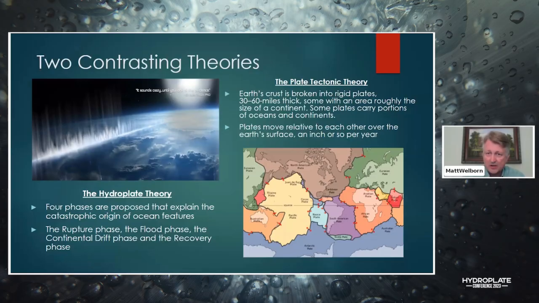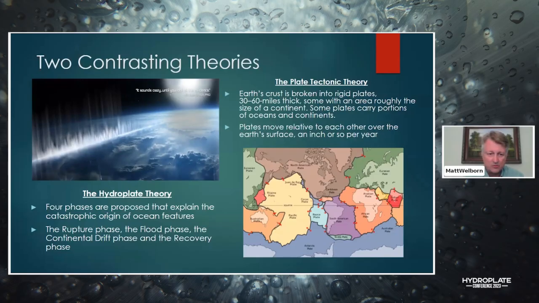They're 30 to 60 miles thick. Some of them are actually quite large, they're as big as entire continents. Some of the plates are quite small. Some contain on top of these plates portions of oceans or just continents or a combination of both. And the idea behind the plate tectonic theory is that all these plates are moving relative to each other across the Earth's surface, and they're carrying the mountains and the continents and the oceans on top of them, and they're moving very slowly, just a few centimeters or an inch or so per year. But that's the conventional theory that's used to explain all these features.